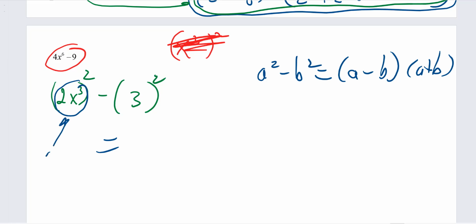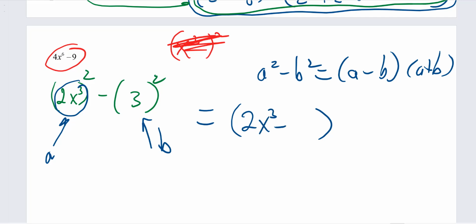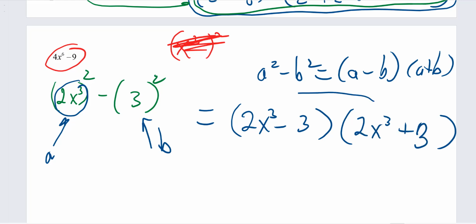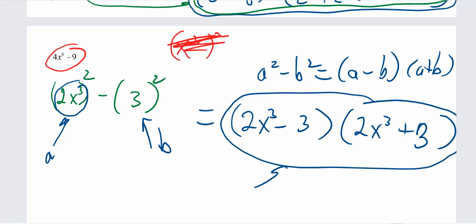This is what A is. This is what B is. So let's apply the formula. The formula says the answer is whatever A is minus whatever B is times whatever A is plus whatever B is. And that is your answer. This is how that factors. And again, not that I'm going to do it, but if you wanted to check it, you could FOIL these two guys together. You would see that some things are going to cancel, and you would end up with exactly this. So this is how it factors.